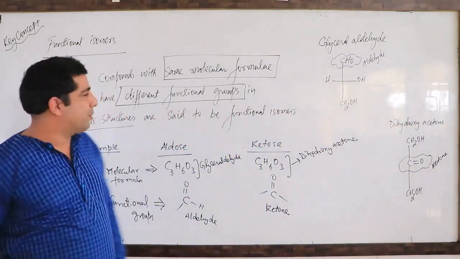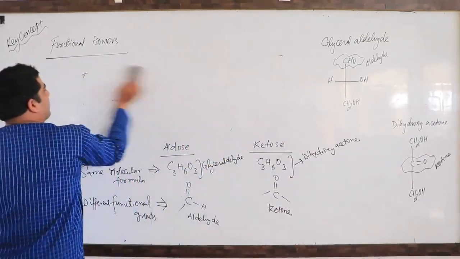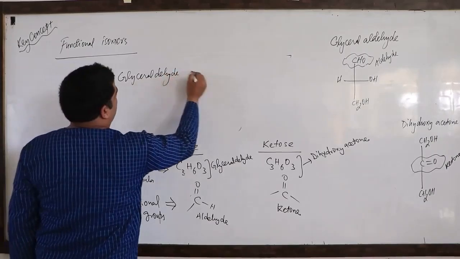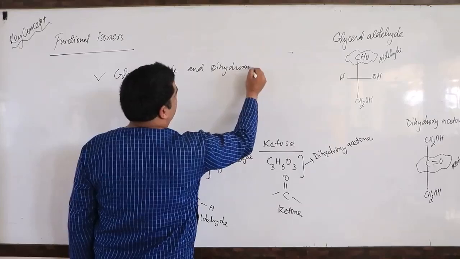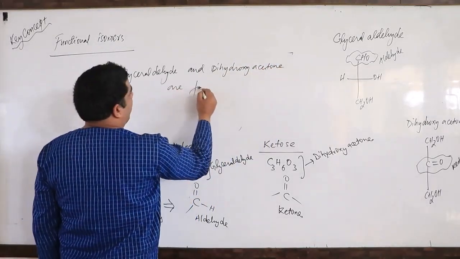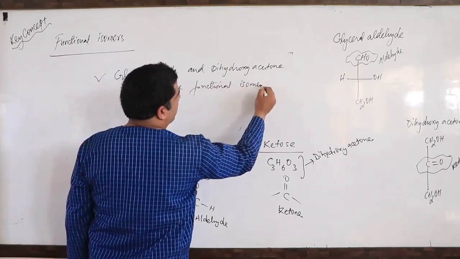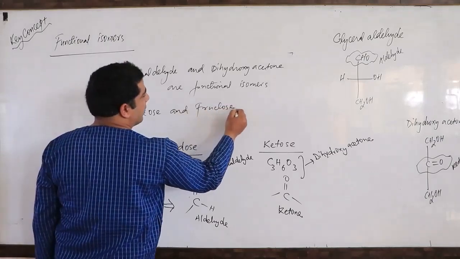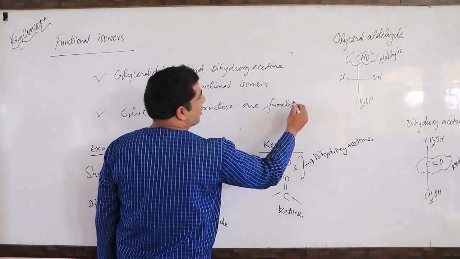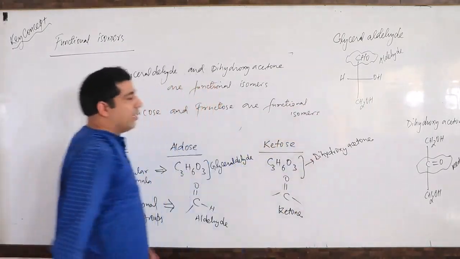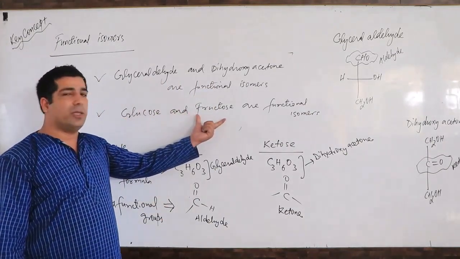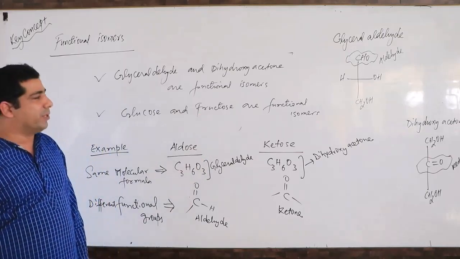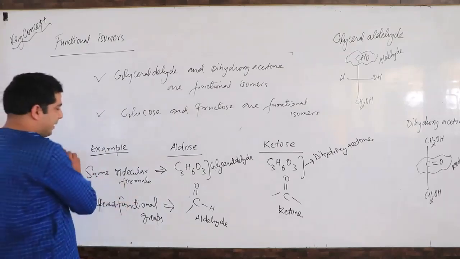So if I put examples here, two examples, I will write them down like this. Glyceraldehyde and dihydroxyacetone are functional isomers. In the same way, our glucose molecule and fructose molecule are also functional isomers. How are they functional isomers? Everybody knows. Glucose C6H12O6, fructose C6H12O6, the molecular formula is the same. This guy contains aldehyde and this guy contains ketone, so they are functional isomers. So I hope you have understood this example.